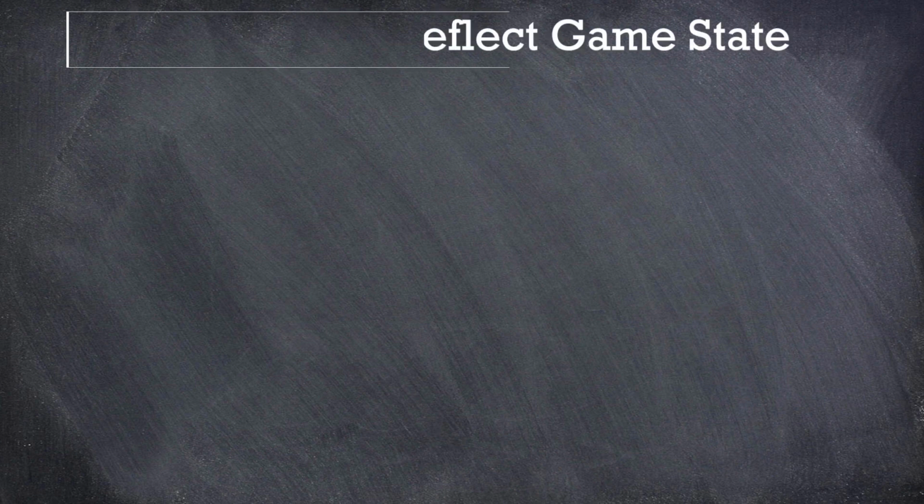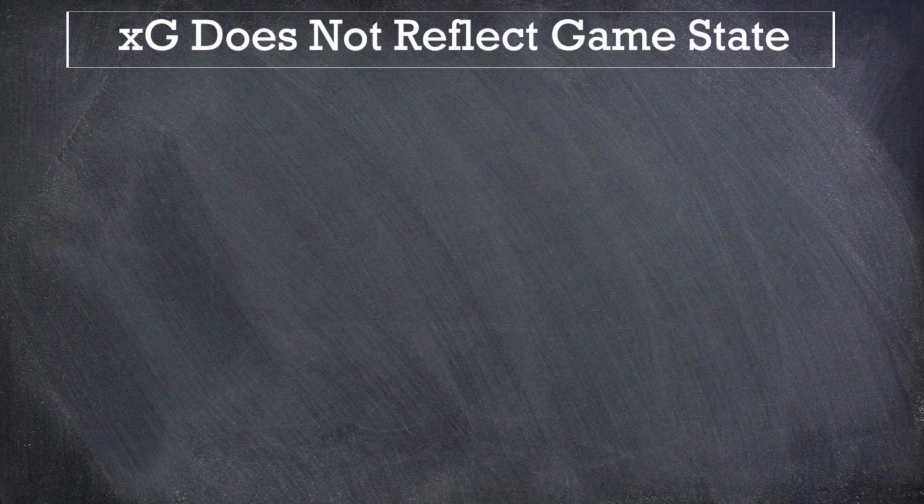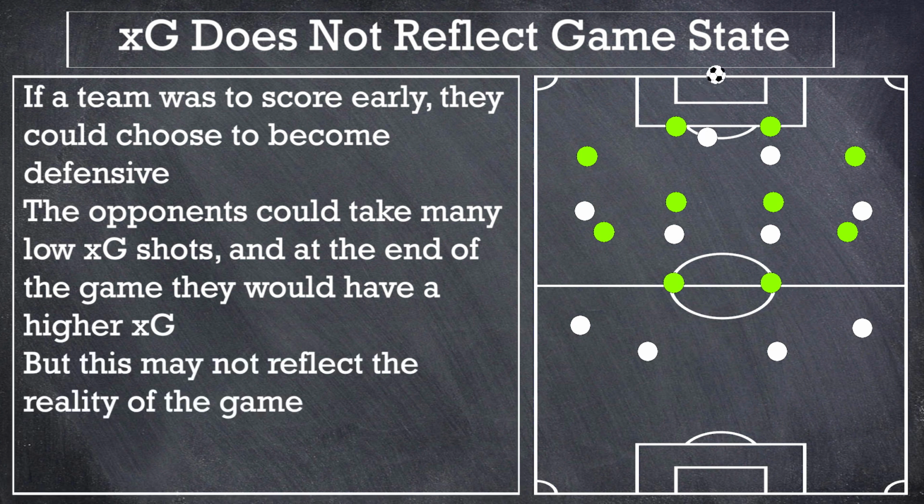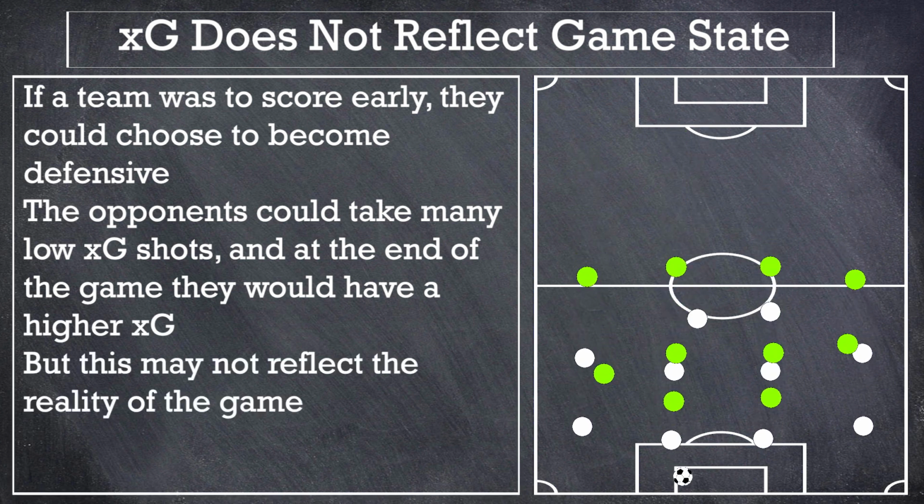Another disadvantage of XG is that it does not reflect the game state. What this means is that were a team to score the first goal of the game with a 0.3 shot and then decide to defend the lead over the course of the game, the opposition could rack up many low XG shots, and at the end of the game it will make it look as though Team A was lucky, when it may have in fact been a choice of tactic.